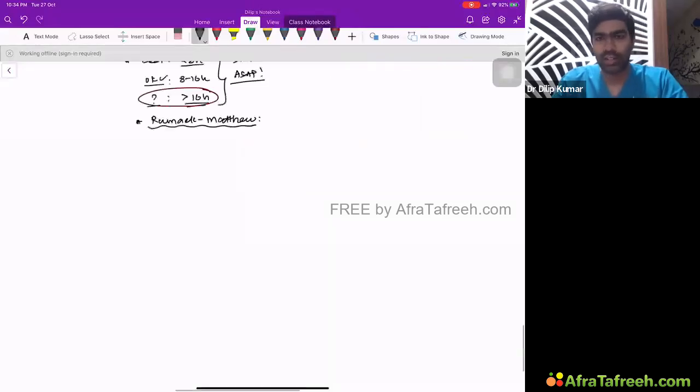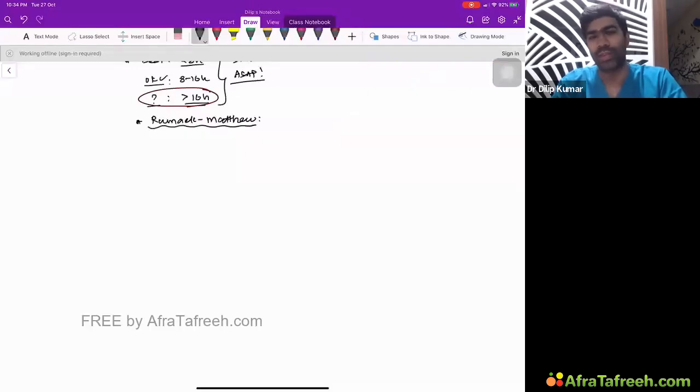Whether to continue with paracetamol or not. Nevertheless, the first dose of N-acetylcysteine is something which has to be given. Whether to continue with N-acetylcysteine or not, this Rumack-Matthew nomogram will be extremely helpful.